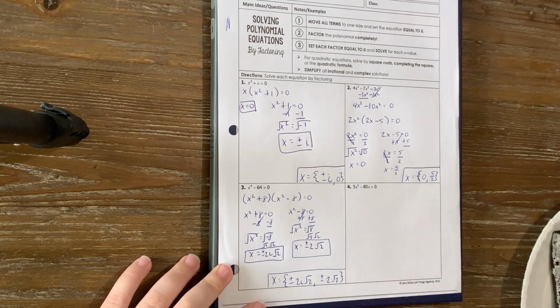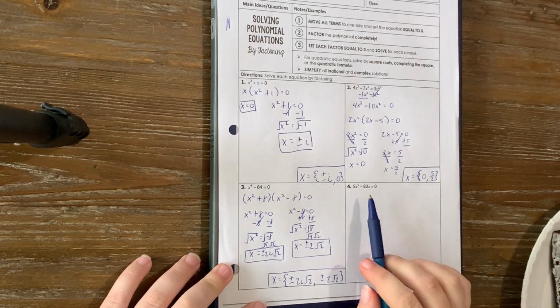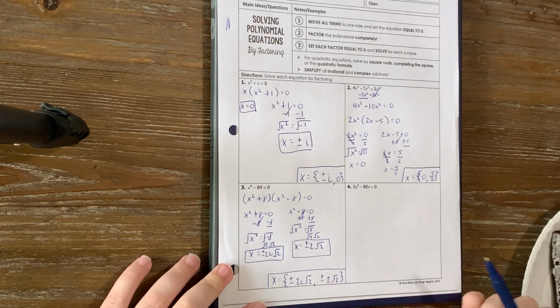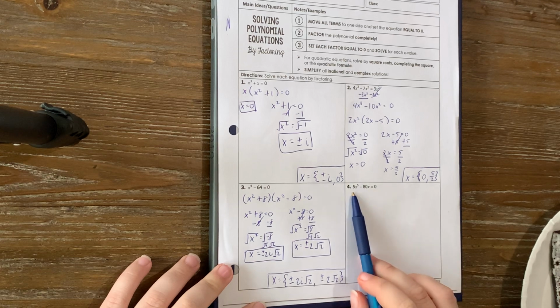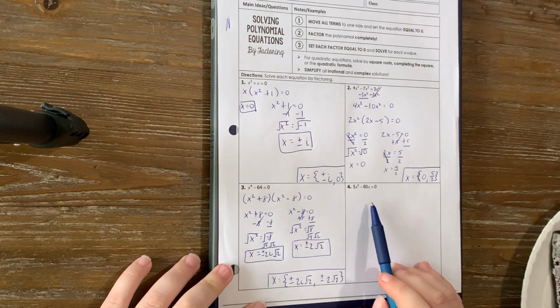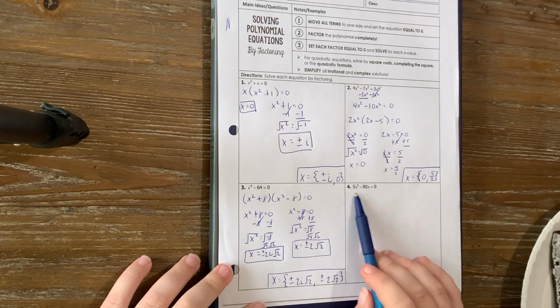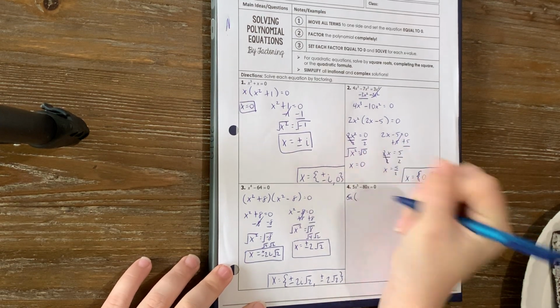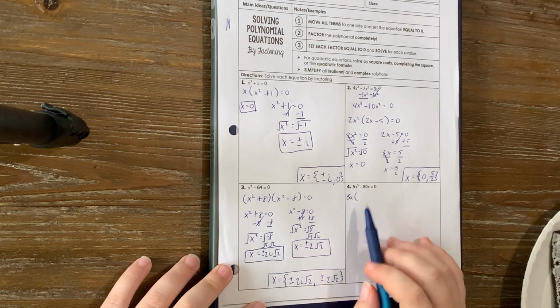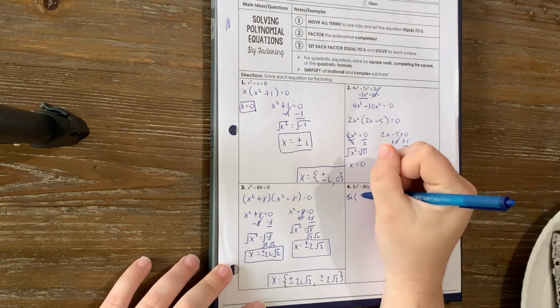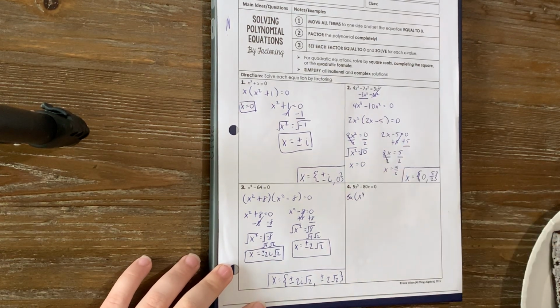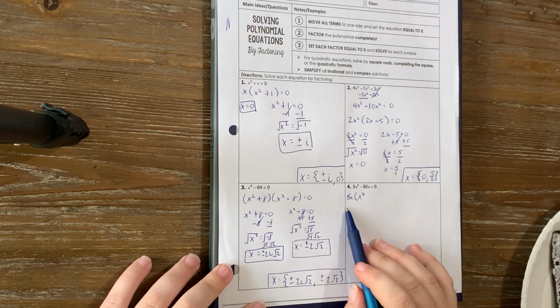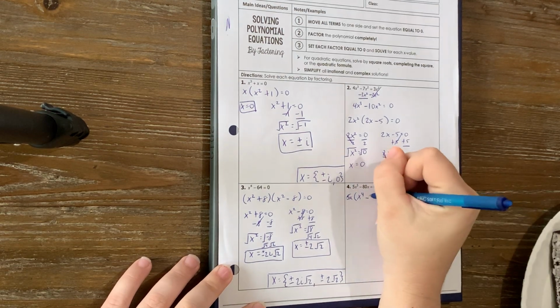Number 4. Everything's on the correct side. So then we want to take out a greatest common factor because we can simplify this. We can take a 5 out of both of those and we can take an x out of both of those. So we're taking out 5x. So 5x to the 5th divided by 5x is x to the 4th. Negative 80x divided by 5x is negative 16.